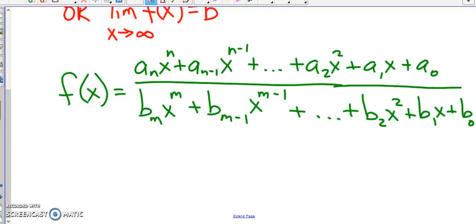So in other words, that's a different polynomial on the bottom. And since I used a different letter, it doesn't necessarily have to have the same degree. So obviously the degree of the numerator is n and the degree of the denominator is m. And in this setup, an cannot be 0 and bm cannot be 0.